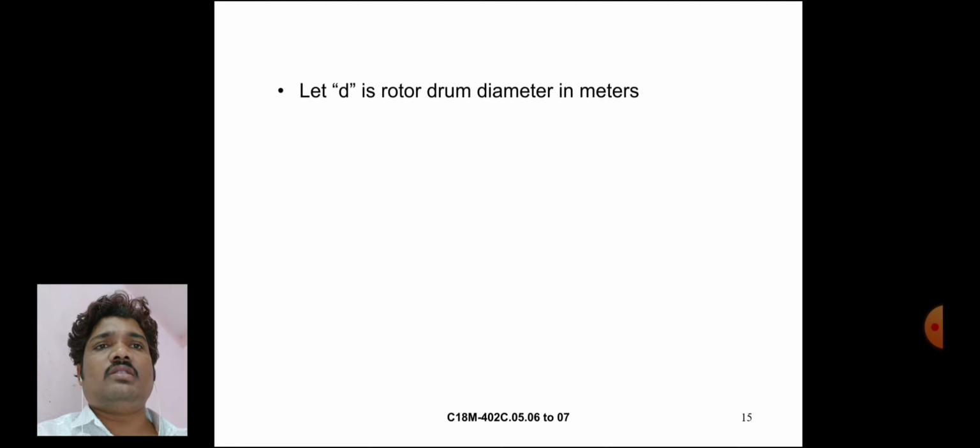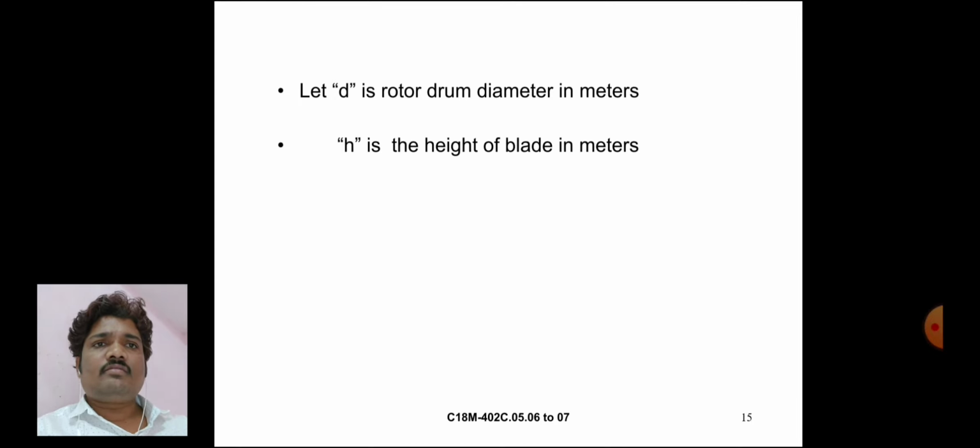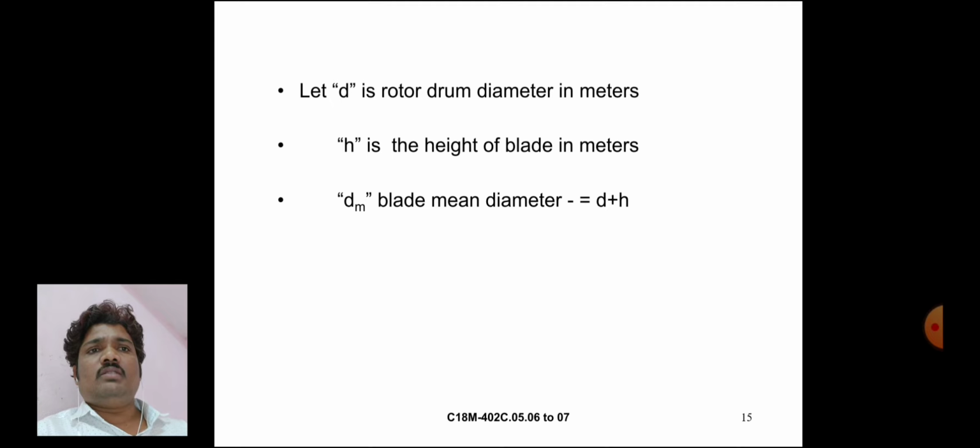Let D be the rotor drum diameter in meters, and H the height of the blade in meters. Dm is the blade mean diameter, equal to D plus H.